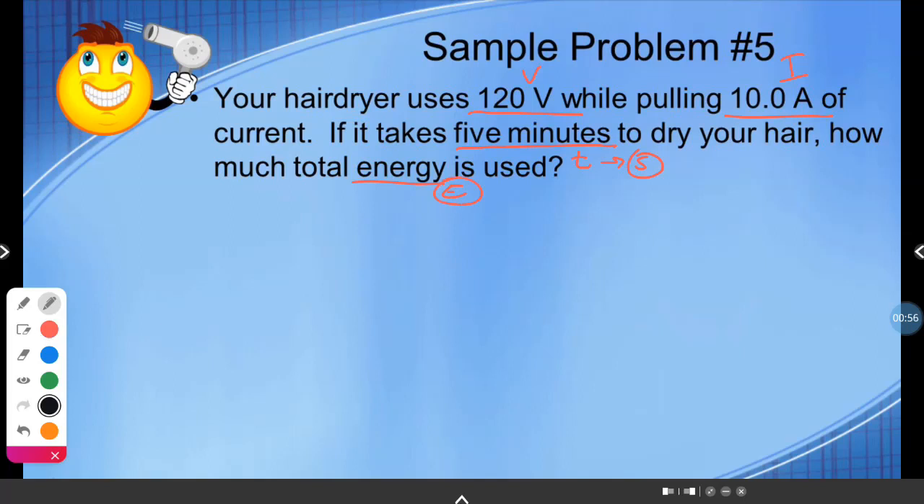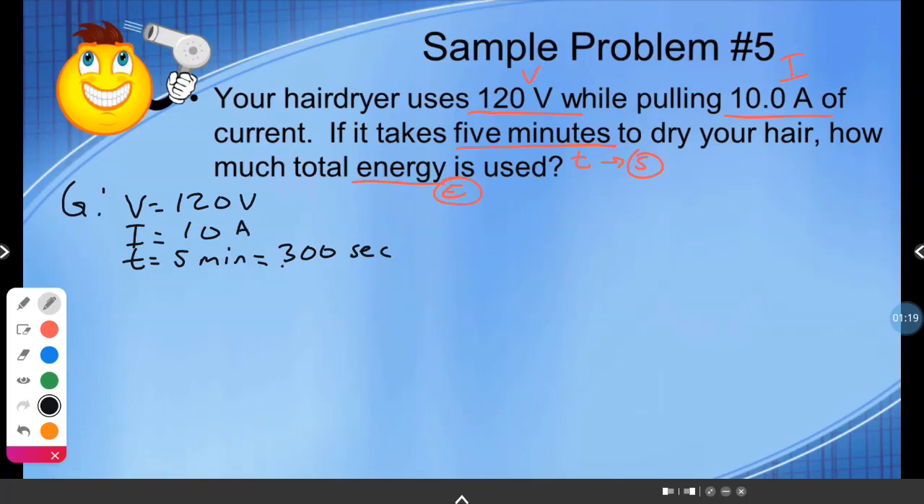All right, so let's use our guess method here. We know that voltage is 120 volts. We know that I current is 10 amps. And the time is 5 minutes, which is 5 times 60, make sure I'm doing this right here, 5 times 60 is 300 seconds. That's the time that we're going to use, not this one, right? We don't want to use minutes, right? And the unknown, how much energy is used, E is our unknown here, right?